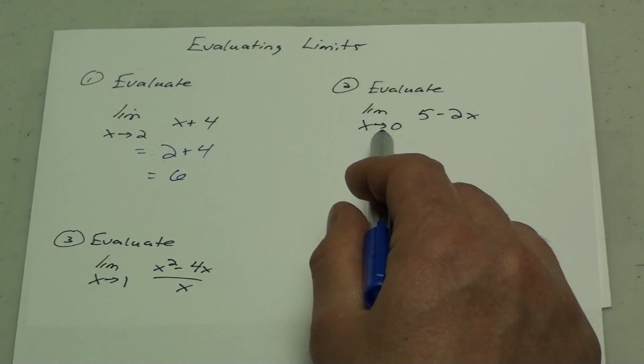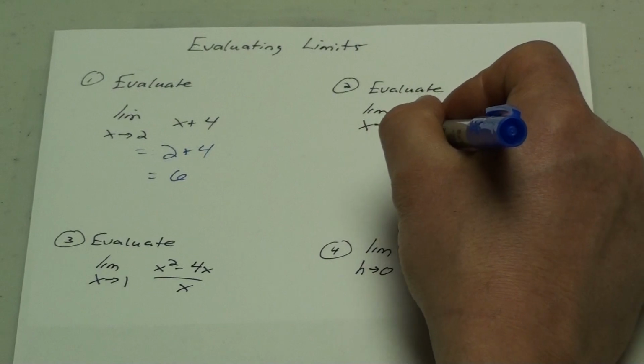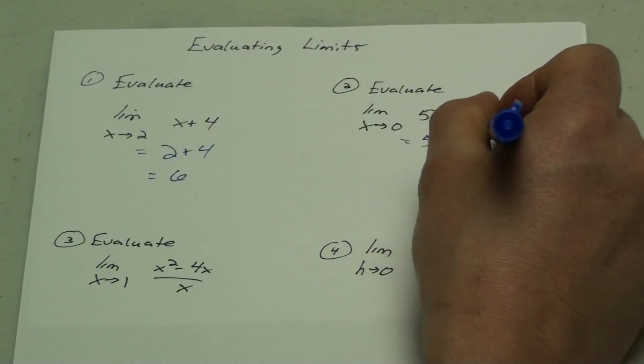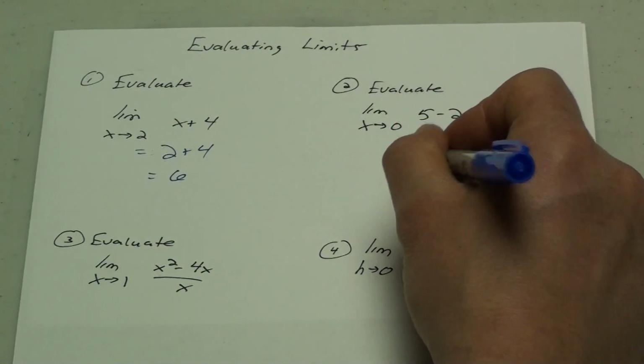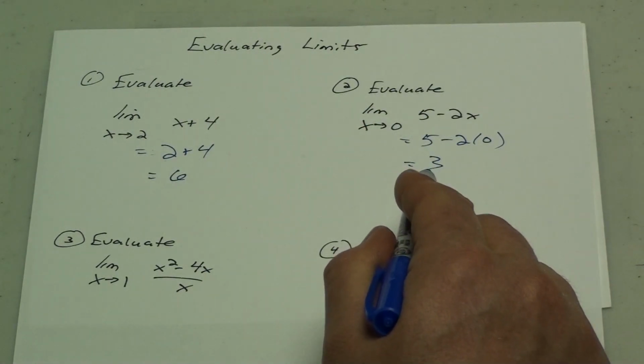The limit as x gets really, really close to 0, well, let's put a 0 in. Equals 5 minus 2 times 0, which is going to equal 3. So as x gets really, really close to 0, the equation is going to get really, really close to 3.